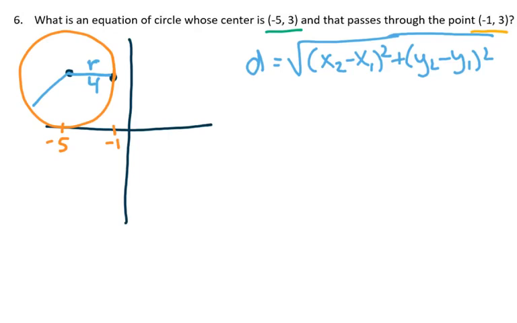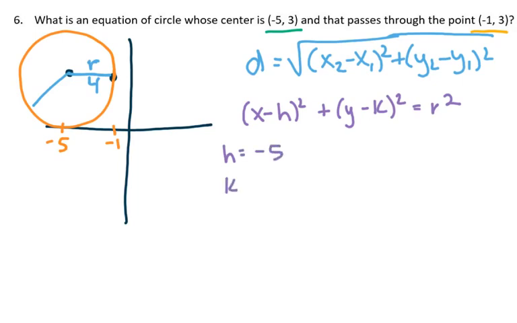So now I'm going to plug the values I know into my equation of a circle formula. Remember, your equation of a circle is (x minus h) squared plus (y minus k) squared is equal to the radius squared. In this case, my h and k values are coming directly from my center point. So I have an h value equal to -5, a k value equal to 3, and my radius r is equal to 4.